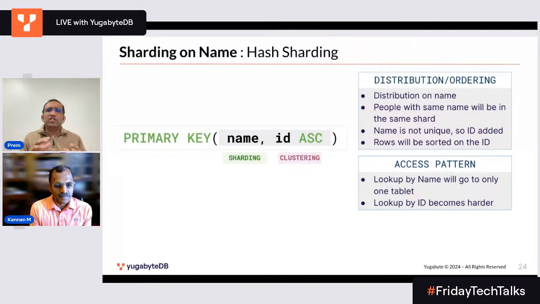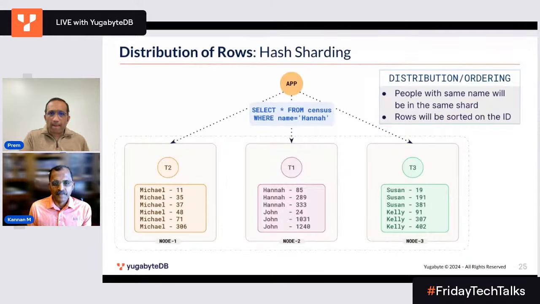For this, you have to distribute your data based on name. You have to specify the name column as the sharding column. But because name is not unique in our data set, since multiple people can have the same name, you need to specify one or more additional columns as a part of the primary key. This should be in the clustering part and not in the sharding part. For the people with the same name, rows will be sorted on the ID.